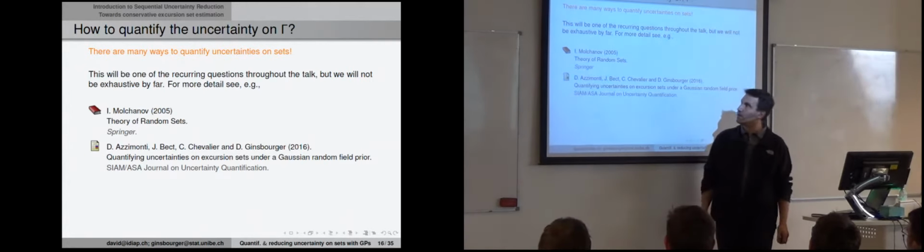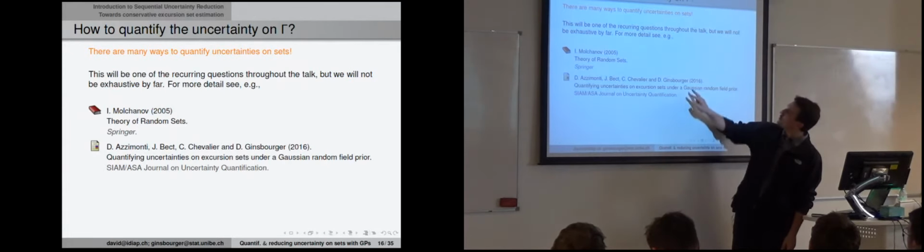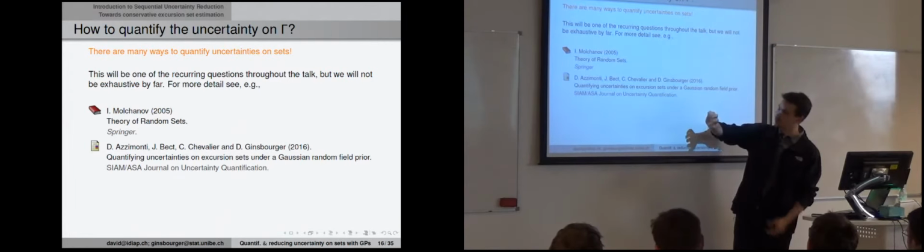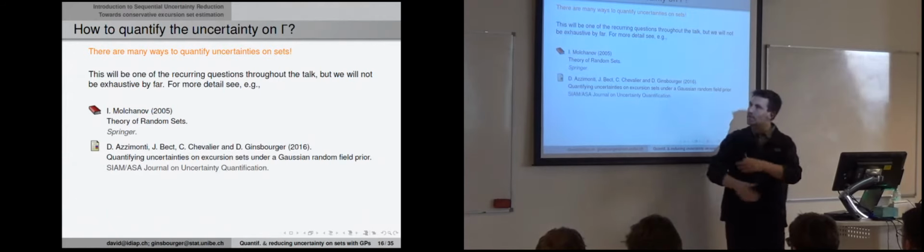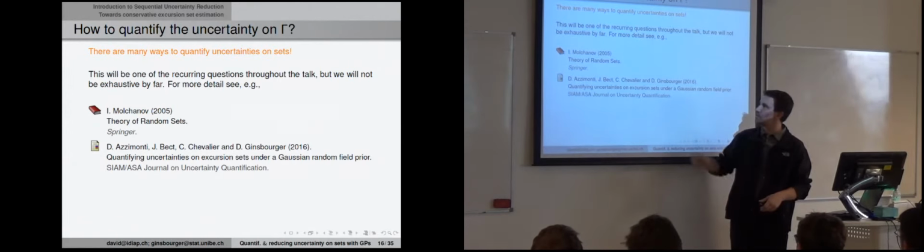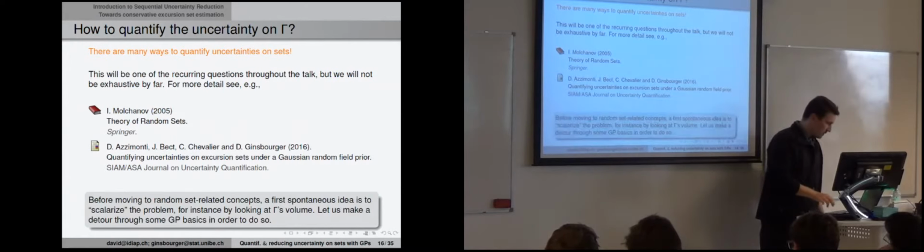It's a very nice book by Professor Ilya Molchanov, who was actually the co-supervisor of Dario Azzimonti. And then we published this article in 2016 that will not be the topic of today's talk, but it's closely related, about several ways you can quantify uncertainties on sets using GPs.